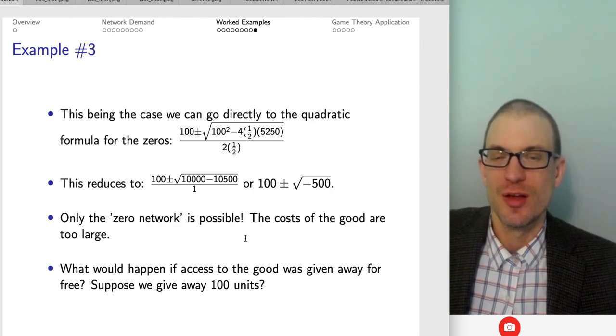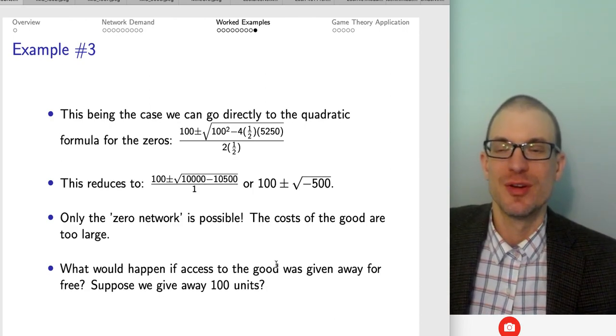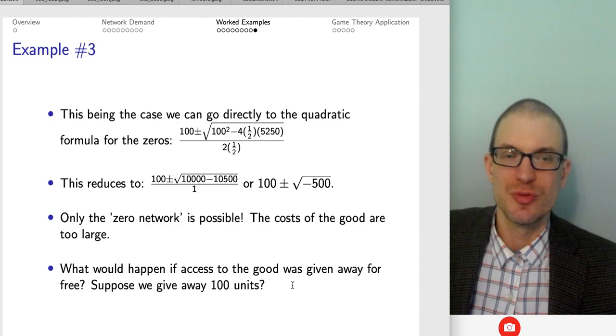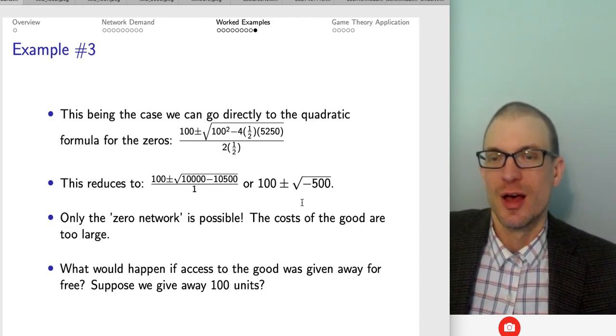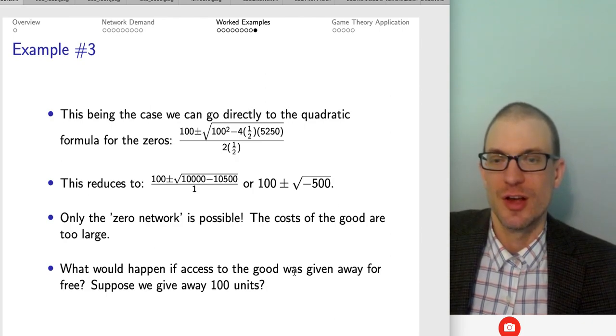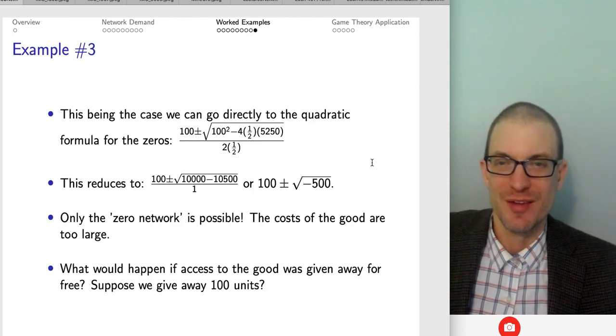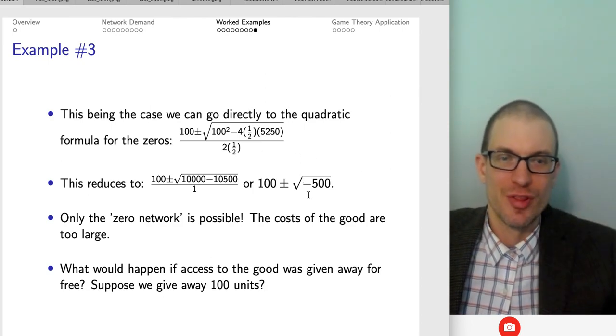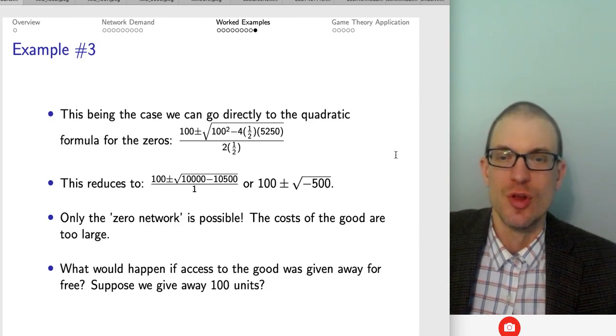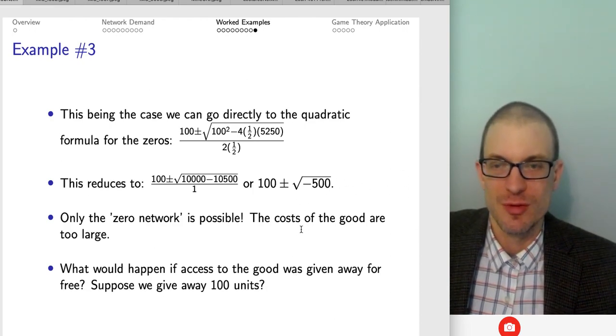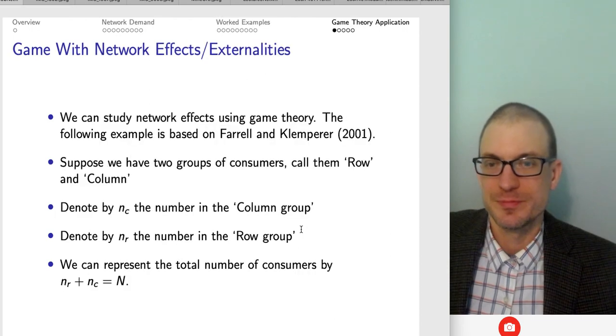What's happened? Well, the costs of the good are too large. What would happen if the good was given away for free? Suppose we gave away 100 units. Would that be stable? Well, that's something to think about. But here we have a situation where the costs are just too high. You can think about it graphically here. The horizontal costs are going right over the top. There's no intersection between our demand curve and the cost curve.